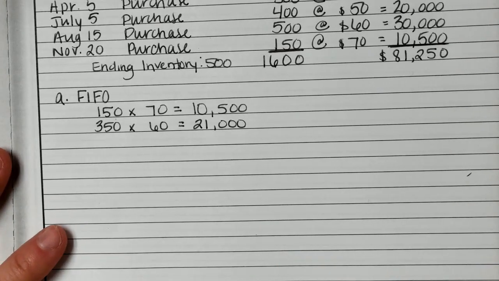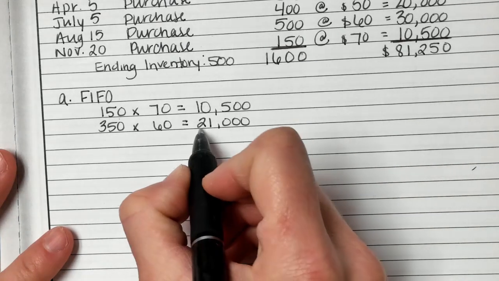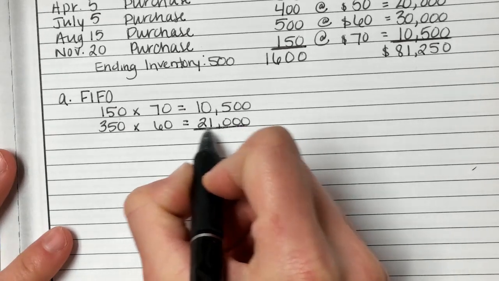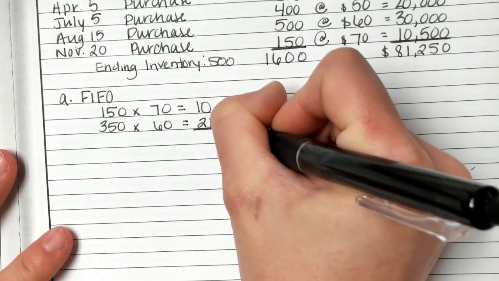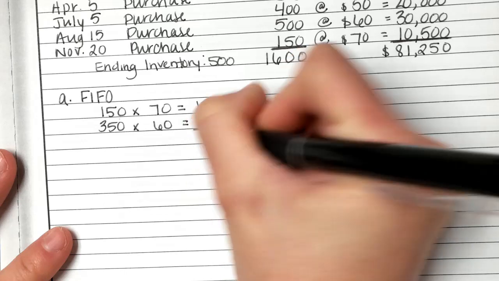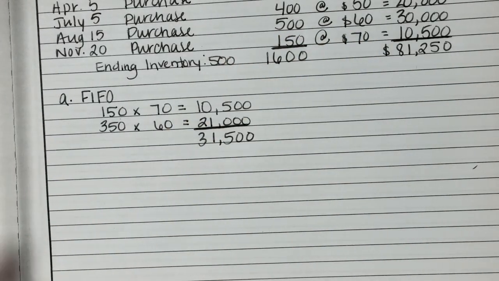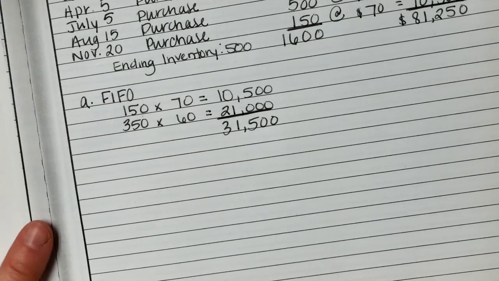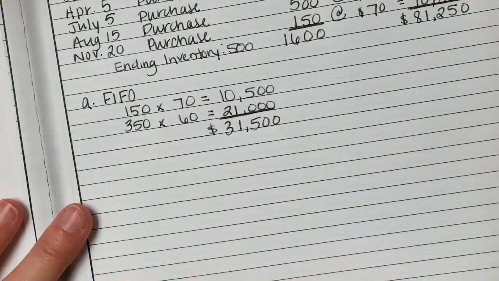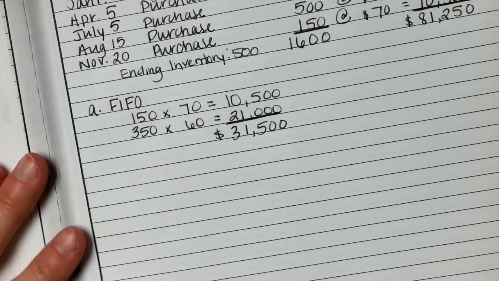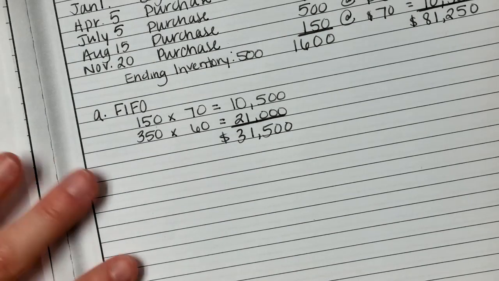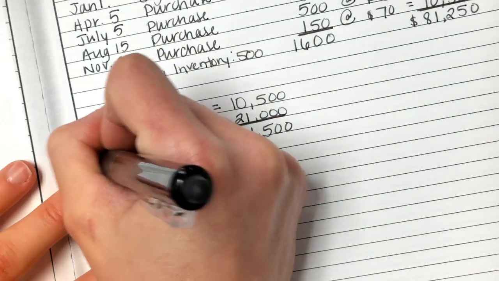Okay, so let's add that up. Okay, so this number here, 31,500, what do we call this? Anybody remember? Our ending inventory. Good. Just write that label here.